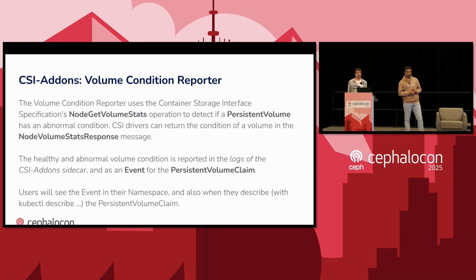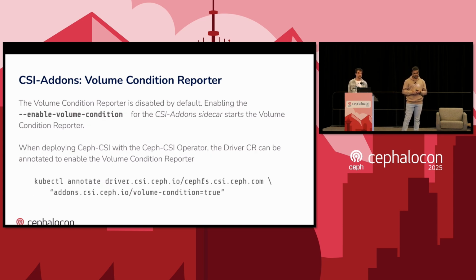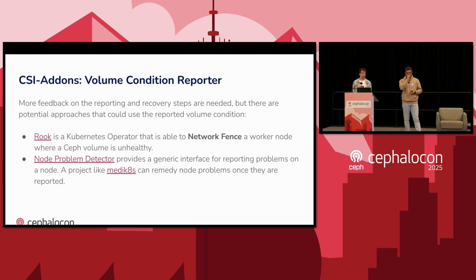This is again on top of the existing CSI specification, NodeGetVolumeStats, which reports the state back, whether the volume is healthy or unhealthy. From that, we take those details and put an event on the PVC level saying the volume is healthy or unhealthy. The user just needs to describe the persistent volume claim to get the details. This is still in alpha state, so it's not enabled by default. They could enable it with an extra flag, by annotating the driver CR with this new feature.